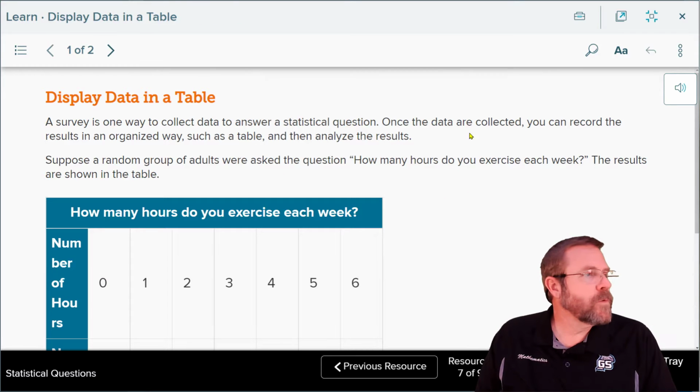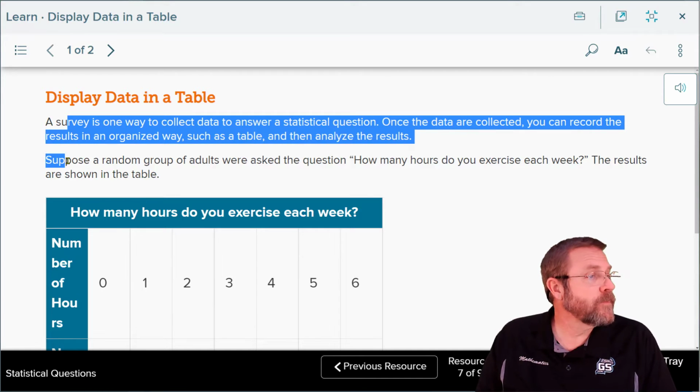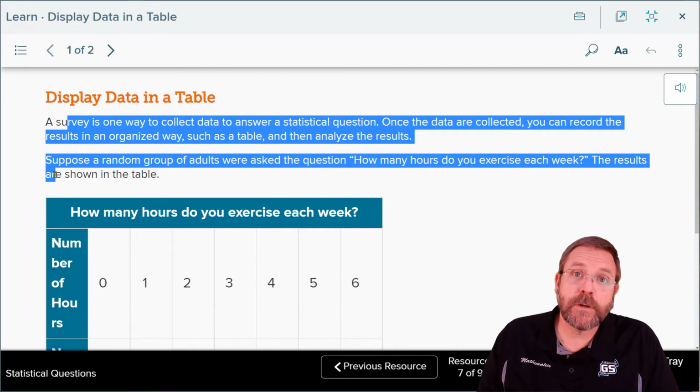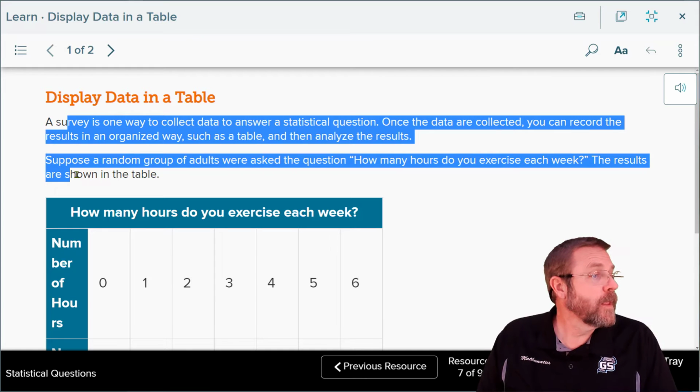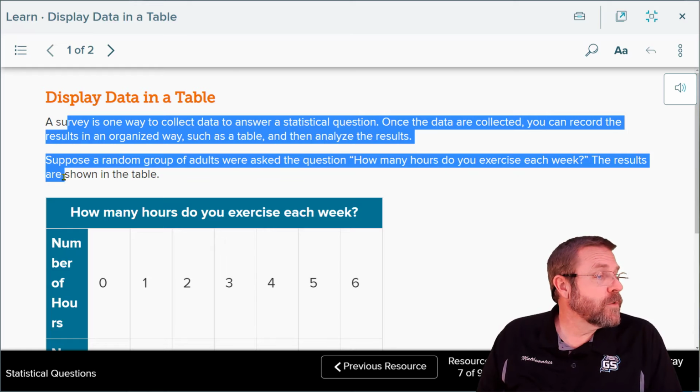Now for our next learn, we're going to learn about displaying our data on a table. It says a survey is one way to collect data to answer a statistical question. Once the data are collected, you can record the results in an organized way, such as a table, in order to analyze them. Suppose a random group of adults were asked a question, how many hours do you exercise a week? Guess what? Adults don't really exercise either. I do. I'm special. The results are going to be shown on the table.